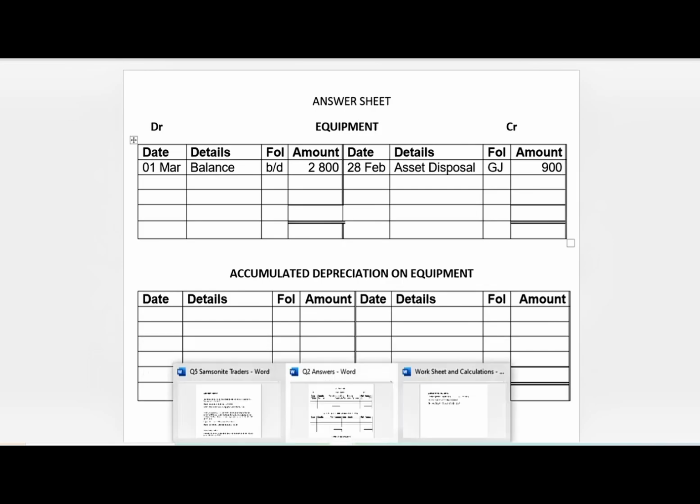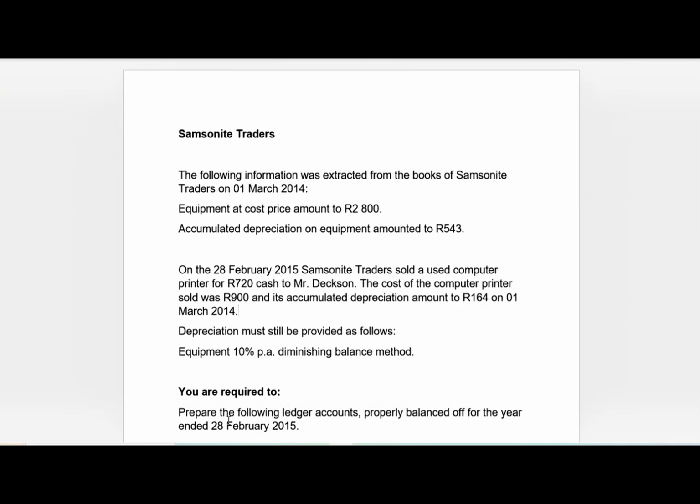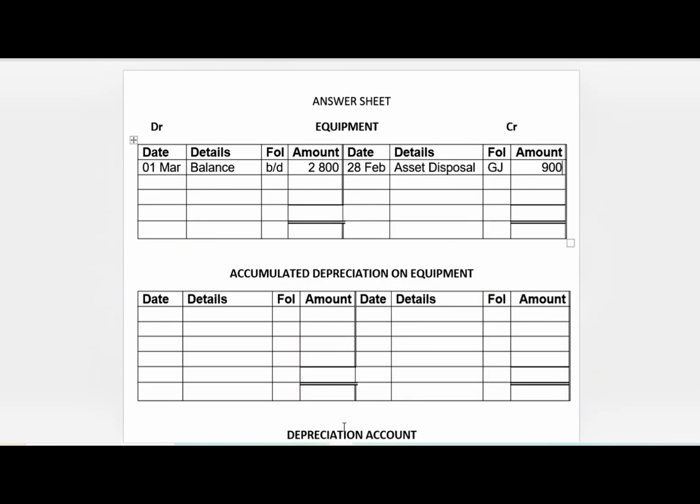Let's go back to our question again, just to double check. Do we have any other equipment that we have sold or bought? According to the information, we had a total of 2,800 equipment, and we sold one of the equipments that cost 900, and there's no other additional equipment. So it means we only have to deal with two things: the remaining equipment after selling the other one, and the one that was sold. There's no other information here, so we need to close our equipment account because we only have these two.